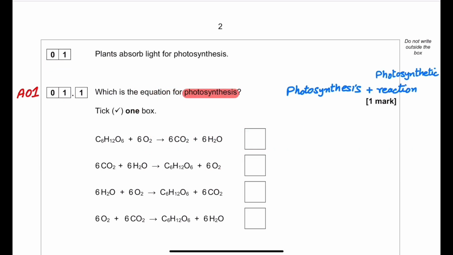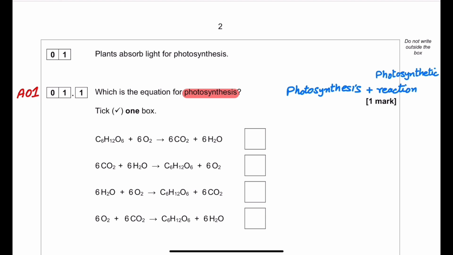Question number 1. Plants absorb light for photosynthesis. 1.1 is an AO1 question. This question is from photosynthesis and the photosynthetic reaction. Which is the equation of photosynthesis?